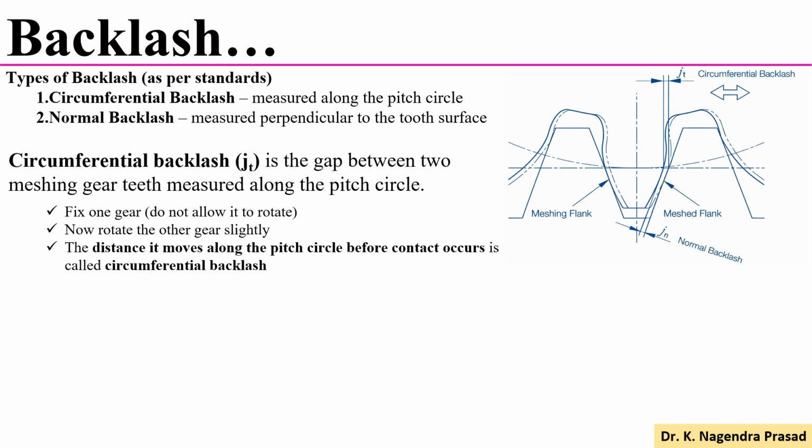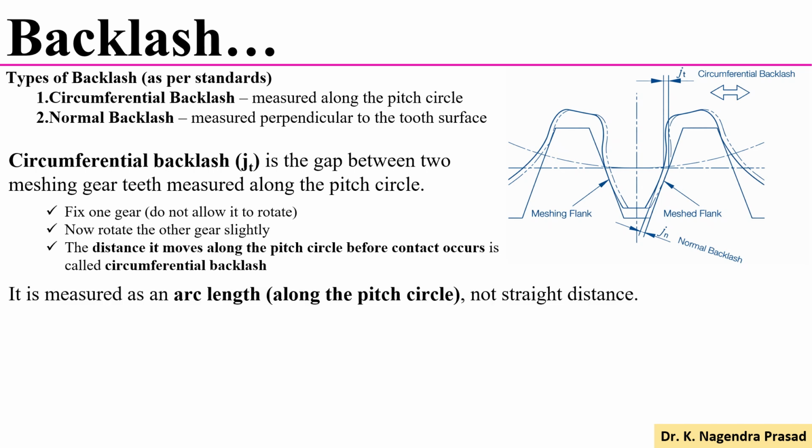So let's see the circumferential backlash. It is the gap between two meshing gear teeth measured along the pitch circle. Let's fix one gear and now rotate the other gear slightly. Then the distance it moves along the pitch circle before contact occurs is called the circumferential backlash. And it is measured as an arc length, which is not a straight distance.